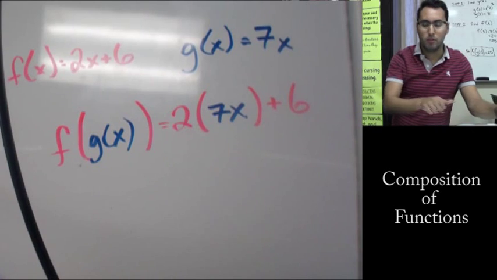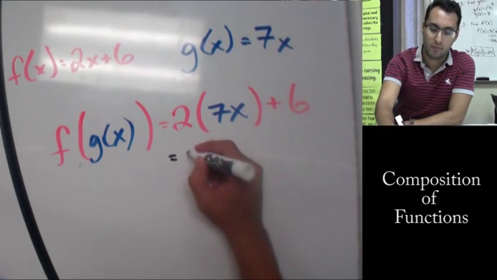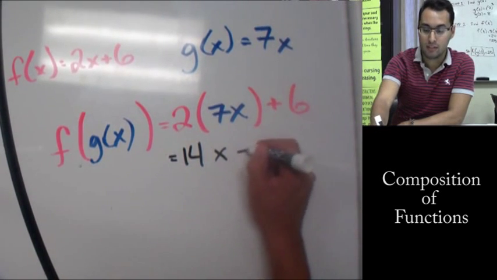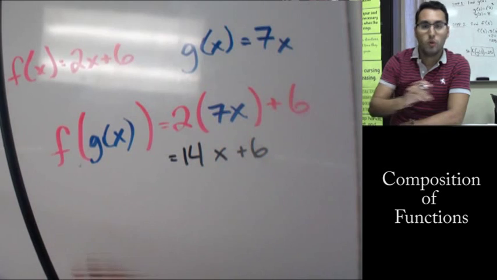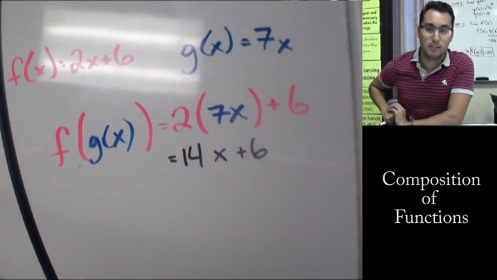I'm going to use the black marker for this. This would then be 2 times 7, which is 14, so 14x, then we have this positive 6, and that's it. So the composition of f of g of x is 14x plus 6.